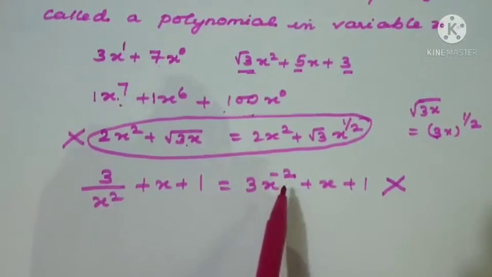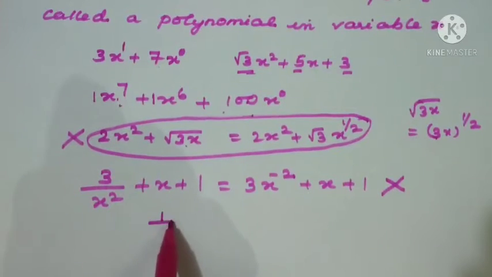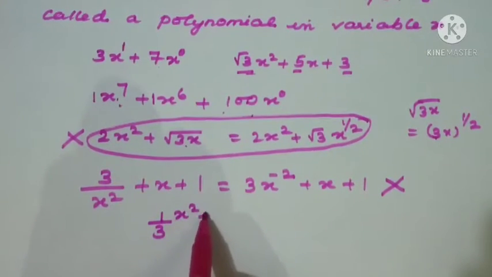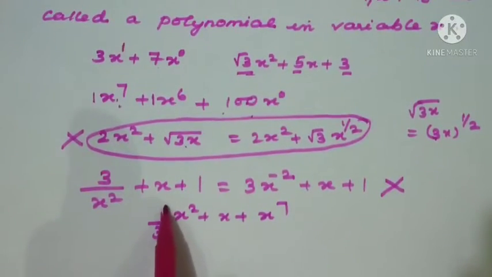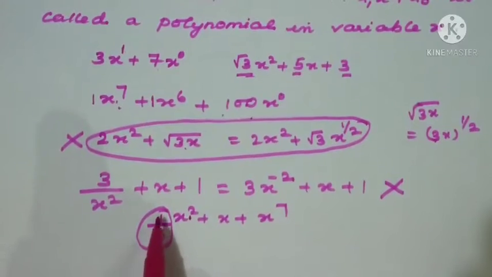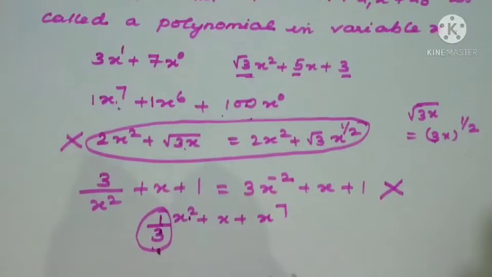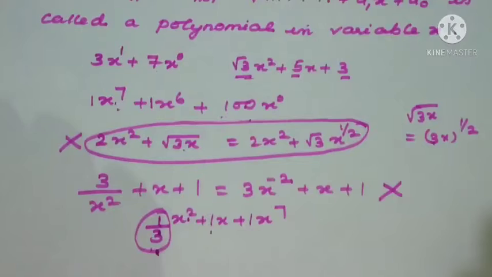But at the same time, the coefficient of x can take any value. So there is no limit for anything. If I have written 1 by 3 x square plus x plus x raised to 7, here 1 by 3 is a fraction only. So this 1 by 3 is not affecting the power of the x. It is called the coefficient. Coefficient of x square is 1 by 3. 1 by 3 is a real number only. So here it is also an example for polynomial, because all the coefficients you can check: coefficient of x is 1, coefficient of x raised to 7 is also 1 only.